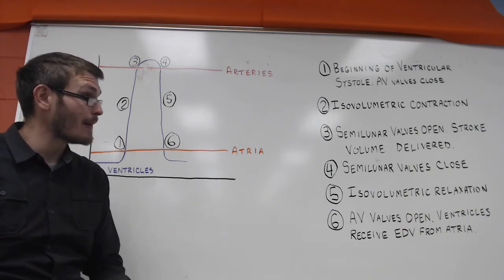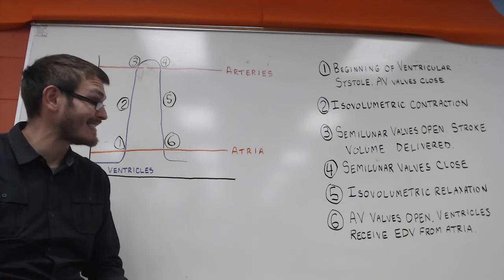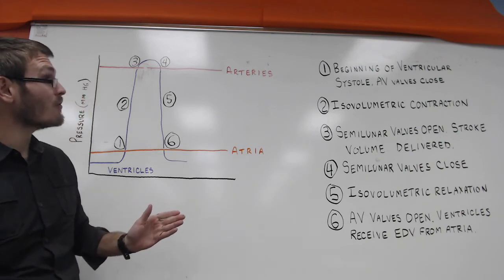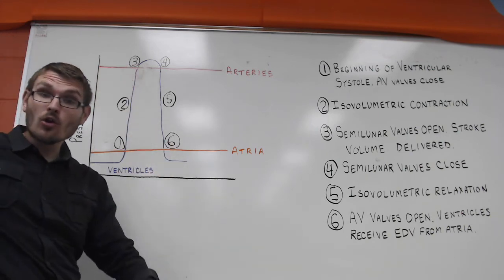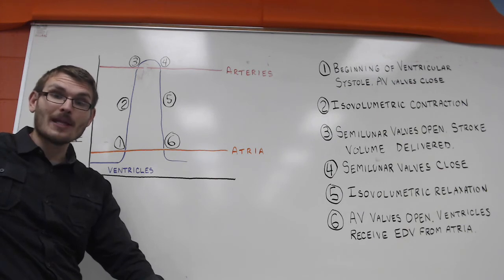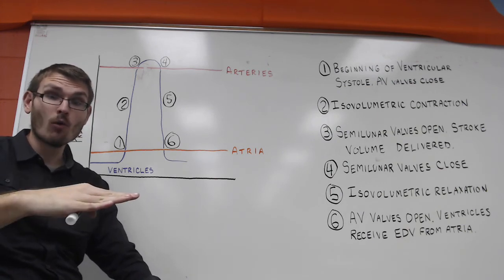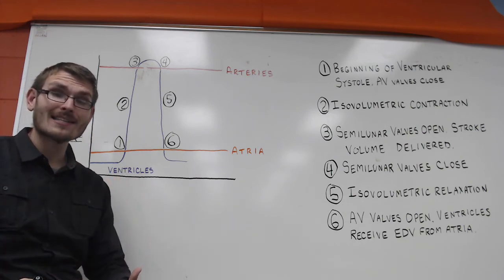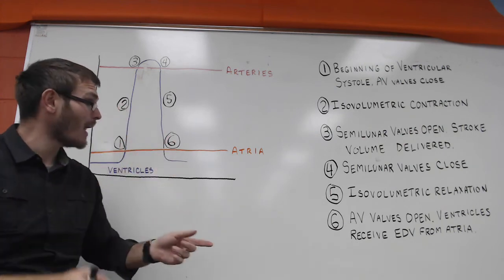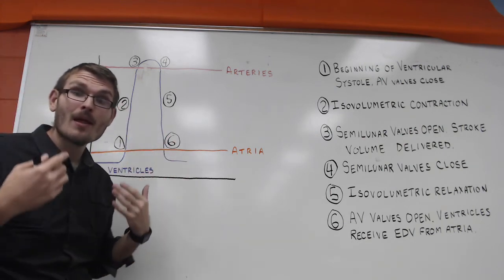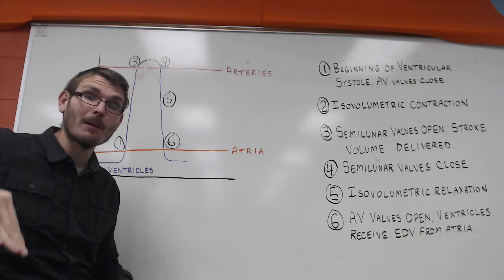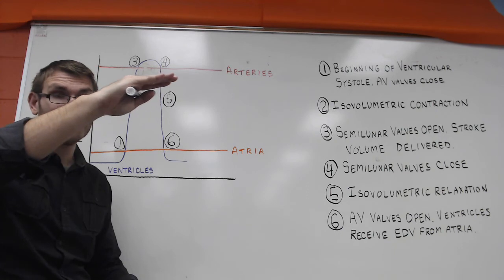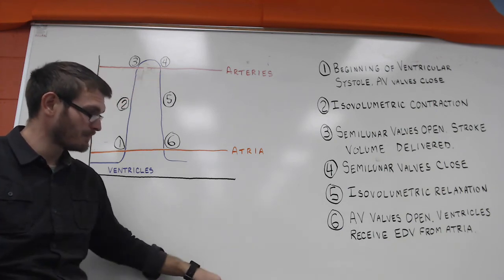The AV valves open and the ventricles will receive the end diastolic volume from the atria. After the ventricles delivered their stroke volume right here, the volume inside the ventricles went down from approximately 120 to approximately 40, the end systolic volume. So now if we want to have another round of the cardiac cycle, the ventricles need to fill back up with blood. And in order for that to happen, the ventricular pressure has to fall below the atrial pressure so that blood can flow from high pressure in the atria to low pressure in the ventricles.